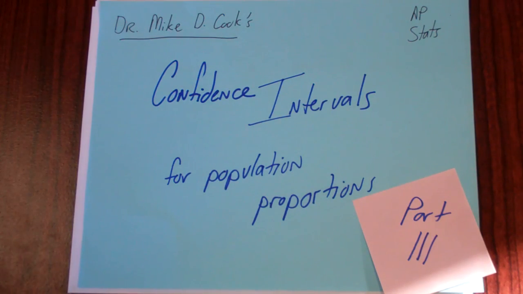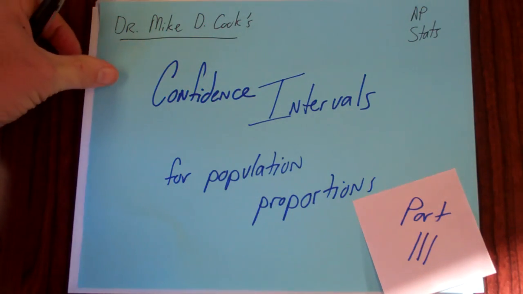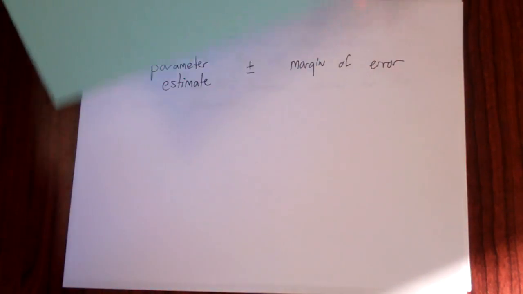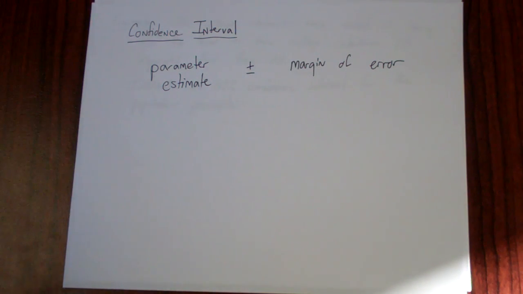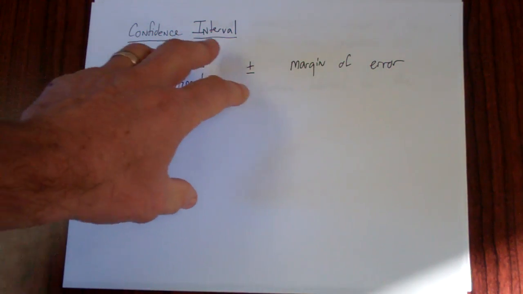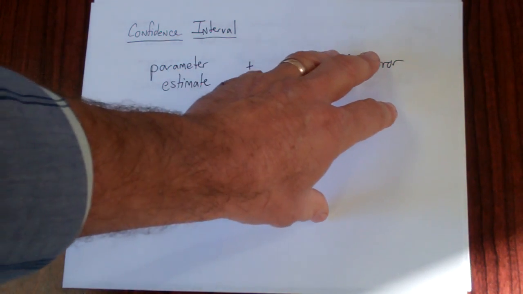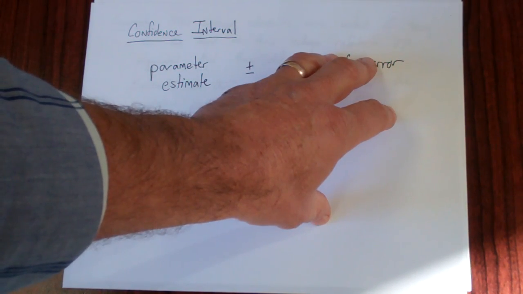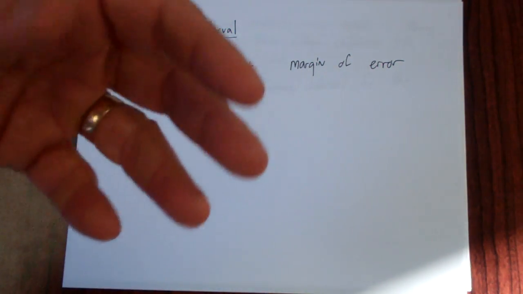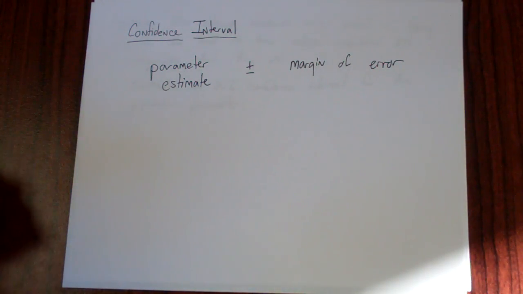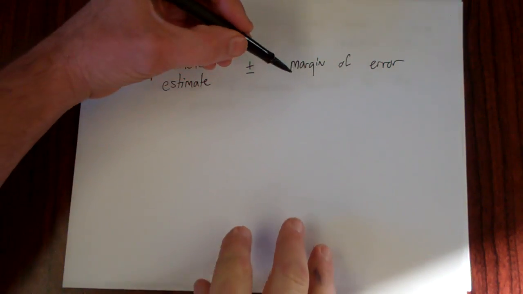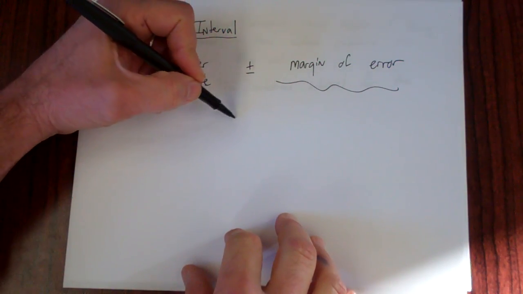This is the third in a series of videos on confidence intervals for population proportions. In this video, we want to focus on actually constructing a confidence interval. The key is a confidence interval is equal to the parameter estimate, or point estimate, plus or minus a margin of error. So the idea here is that we want to take the point estimate and add and subtract a certain amount, and then be able to say that we have a certain level of confidence that it's within those two numbers.